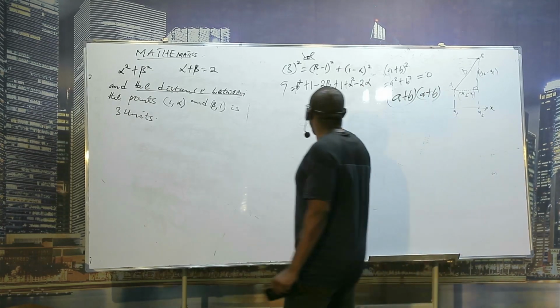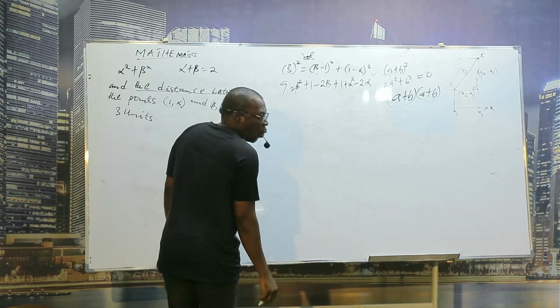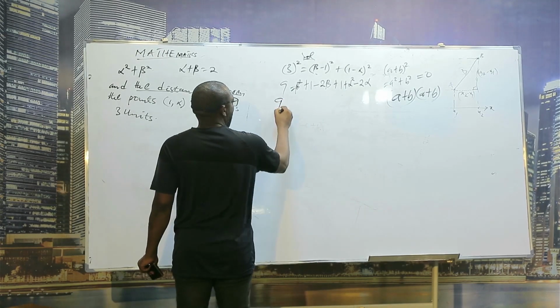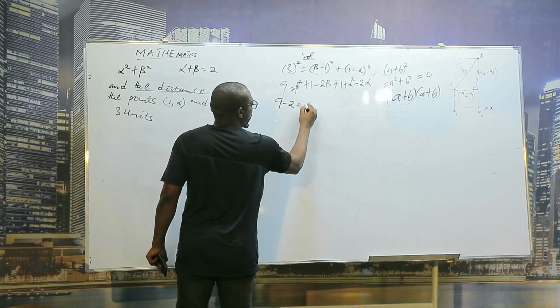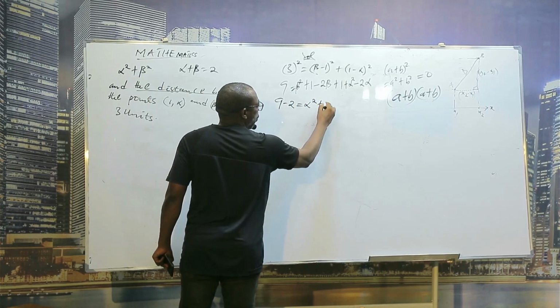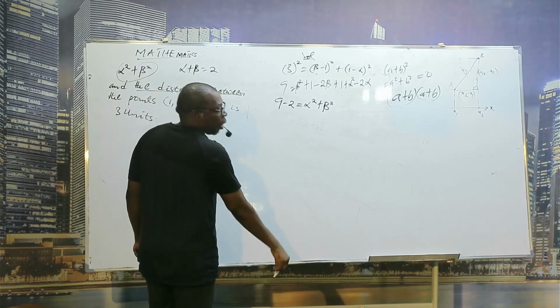Oh yeah, watch out. 1 plus 1 is who? Is 2 now. 9 minus 2. Then there is alpha square and there is a plus 1 or 2. And that is what we are looking for. But we are not done.